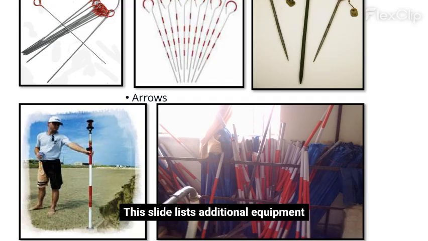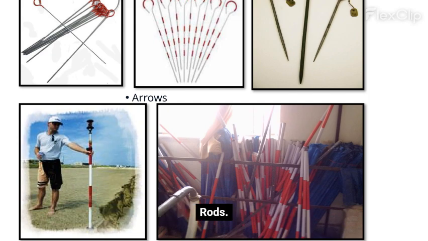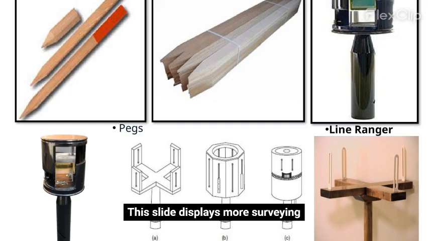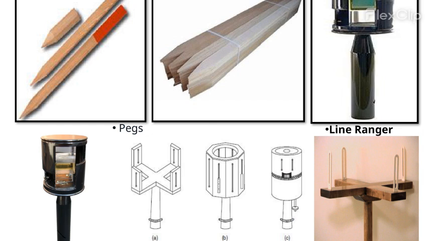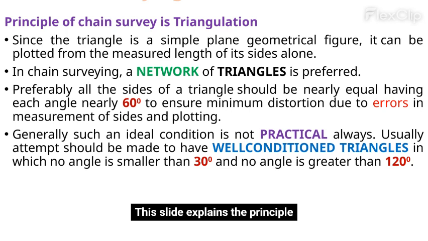This slide lists additional equipment used in surveying: arrows and ranging rods. This slide displays more surveying equipment: line ranger, cross staff, including open, French, and adjustable types, optical square, and pegs. This slide explains the principle of chain surveying, which is triangulation.